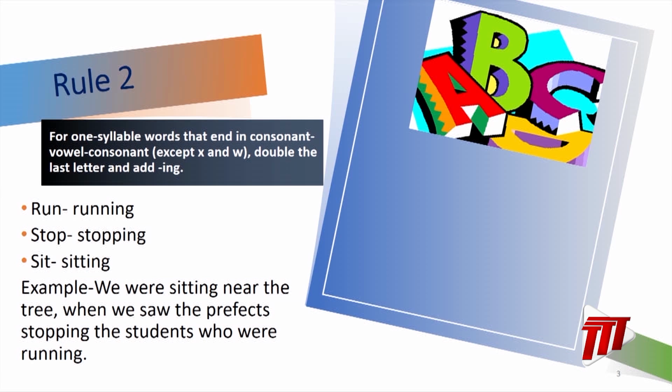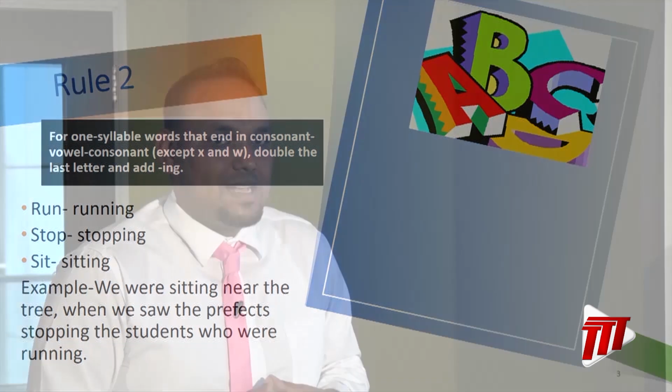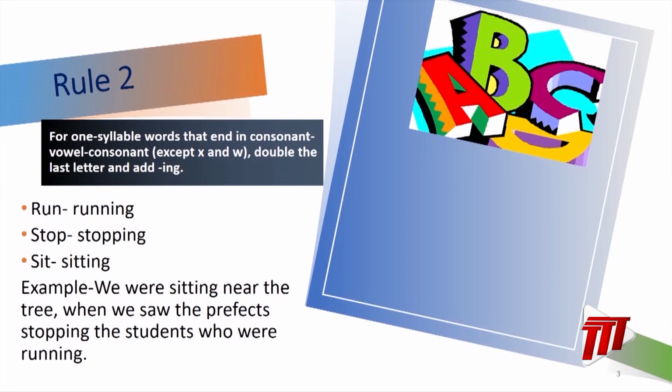I'm sure that all of you will be able to guess the correct spelling for the word sit by now. Because we have the same pattern being repeated, consonant, vowel, consonant, we double the T and then add ing to give us sitting, S-I-T-T-I-N-G.